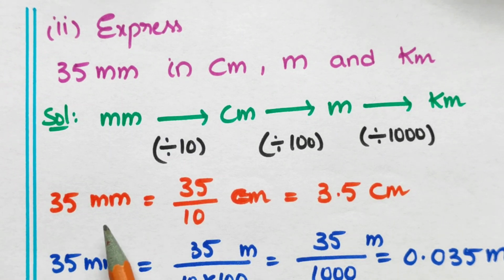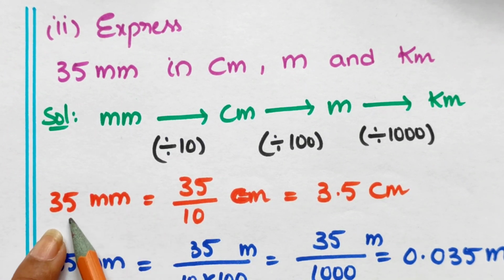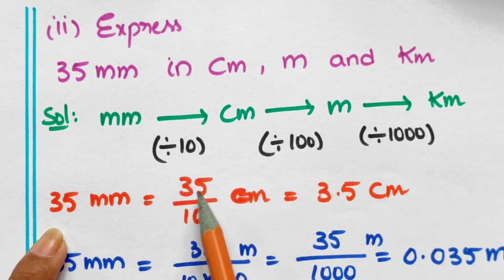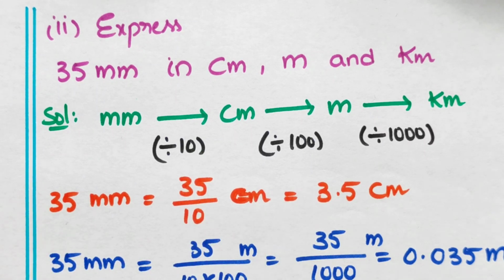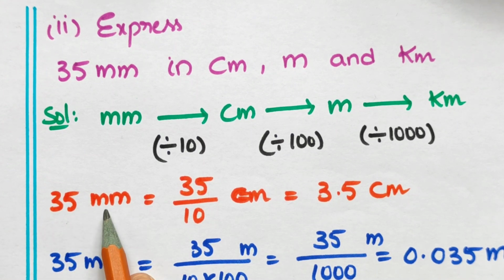Now 35 mm is equal to 35 divided by 10, that means by 10. So 35 millimeter is equal to 35 by 10 centimeter, which is 3.5 centimeter. By converting this fraction to decimal we get 3.5 centimeter. So 35 millimeter is equal to 3.5 centimeter.